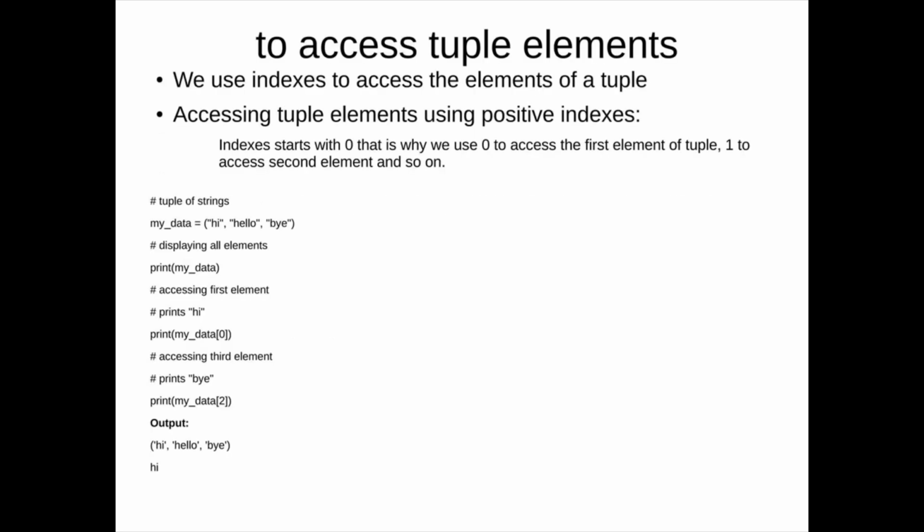To access the tuple elements, we use indexes. Accessing tuple elements using positive indexes: indexes start with 0. That is why we use 0 to access the first element in the tuple, and 1 to access the second element, and so on. Here is the example using the tuple elements at 0 and 1, using the positive indexes.